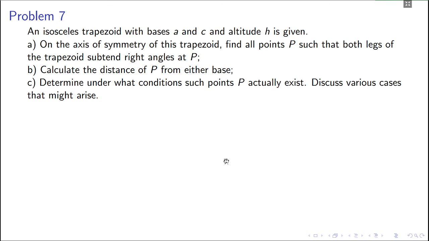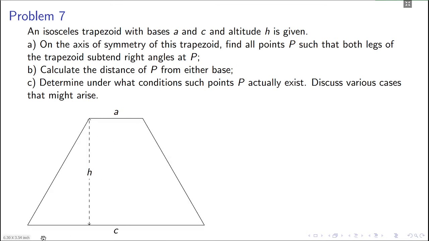It says there is an isosceles trapezoid with bases A and C and altitude h is given. So something like this. This side is A, this is C. H is given. These two are equal. It says on the axis of the symmetry of this trapezoid, on this line, find all points P such that both legs of the trapezoid subtend right angle at P. So you find all points such that this angle is 90 degrees. Okay, and if this is 90, of course from this side also it will be 90 degrees because this is symmetric. Okay, and then it says find the distance of P from either base.